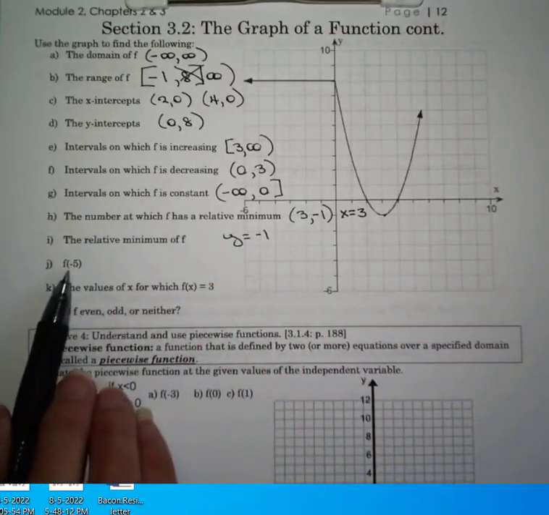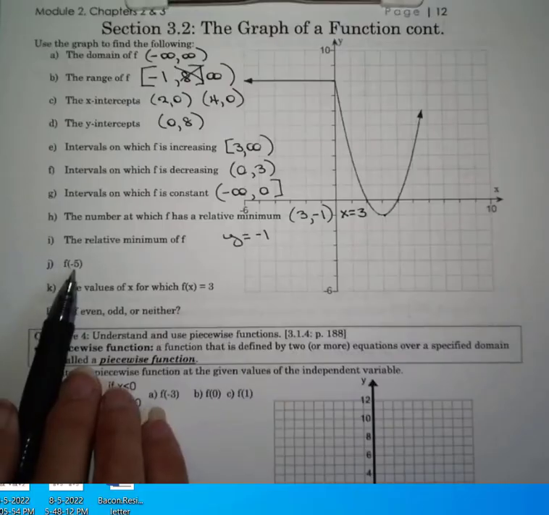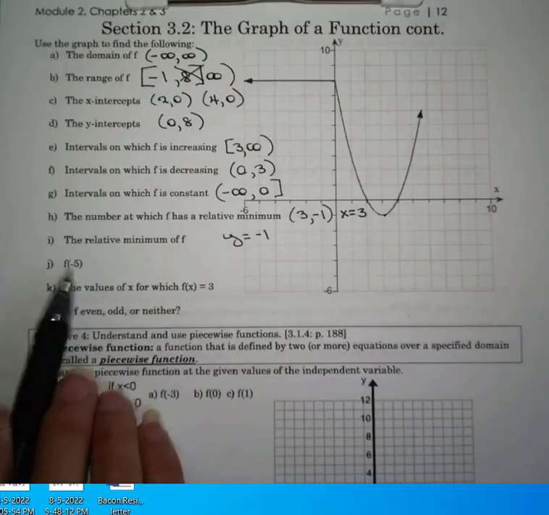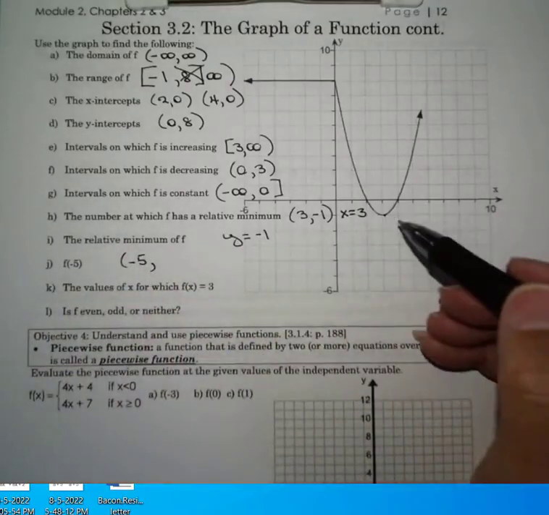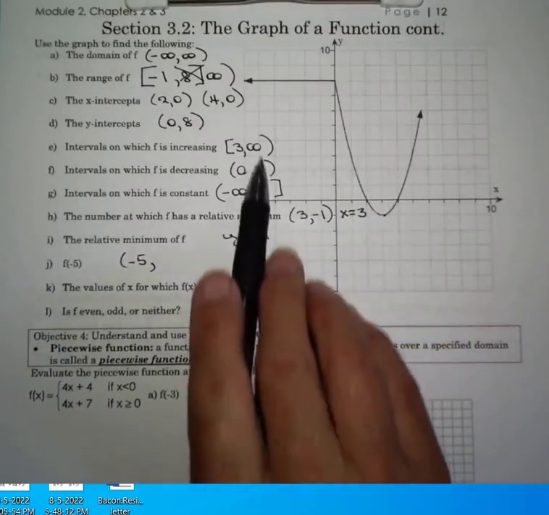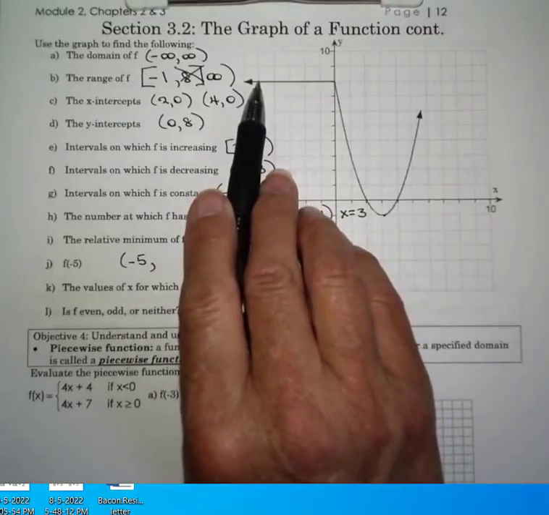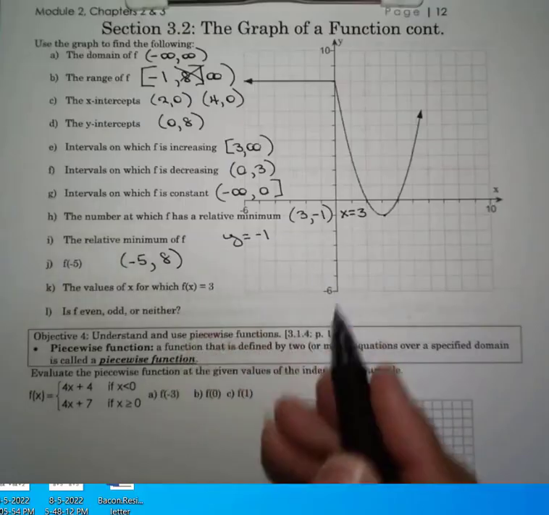Now, what is the value of the function at -5? In other words, when x is -5, what is y? I know I'm going to have -5 as x. What is y when x is -5? Well, I go out here to -5 and go up and I find, yeah, it's going to be during that constant part of the function. So it's going to be a y of 8.